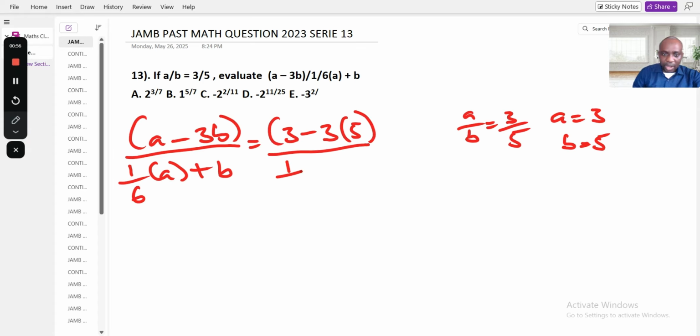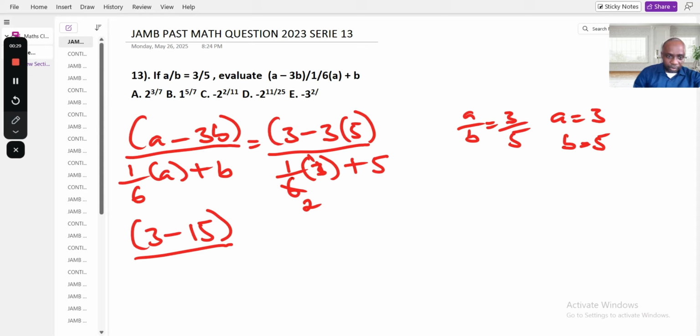over 1 over 6. What is our A? Our A is 3 plus what is our B? Our B is 5. Therefore, let's cut this one out. How many 3 can we see in 6? 3 here, 1. 3 in 6, 2. Therefore, let's rewrite this one out. 3, 3 times 5, 15. Over. What remains here is 1 over 2.